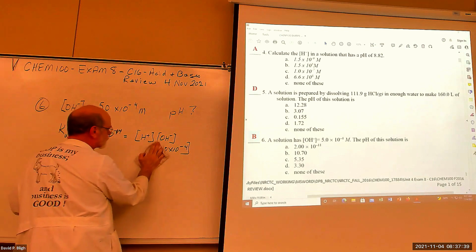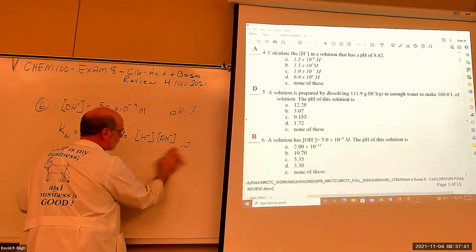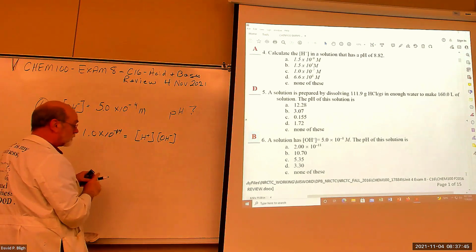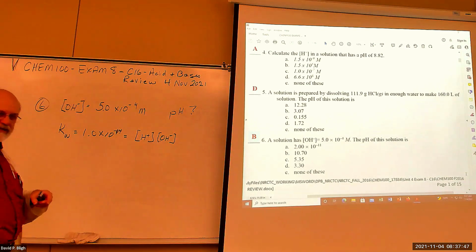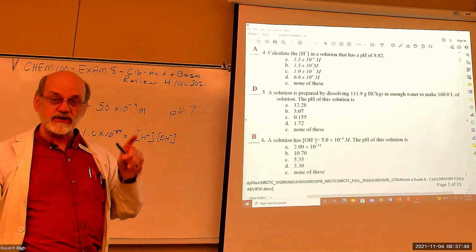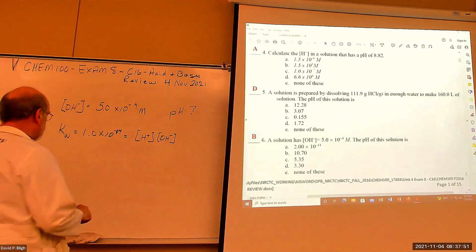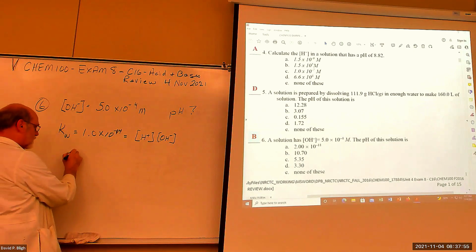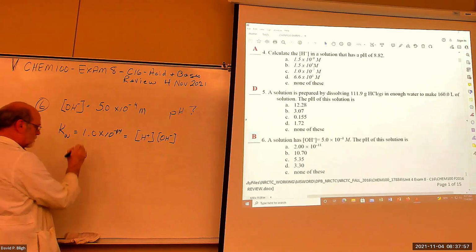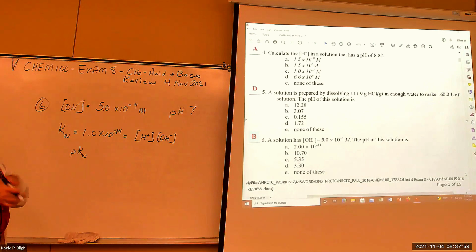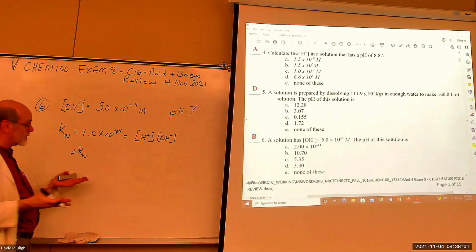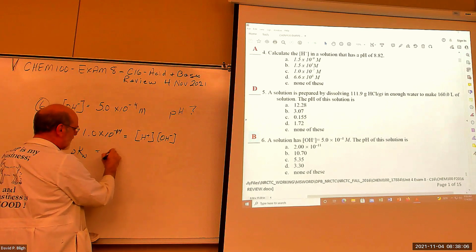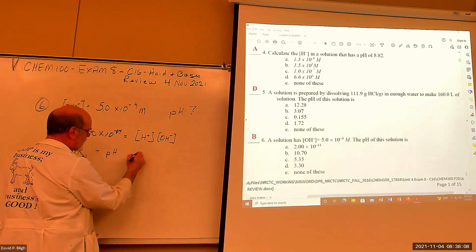So here we have, this is true. Right here, this expression for equilibrium is true. What if we take the negative log of that entire equation? So the negative log of Kw would be pKw, right? It's just math, it's logarithms. And that's equal to pH and then pOH.